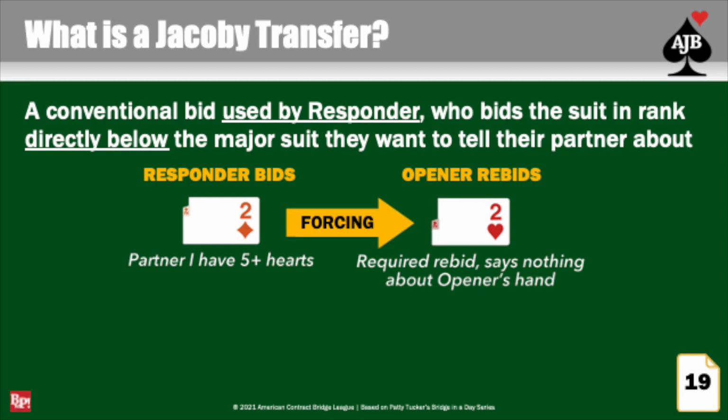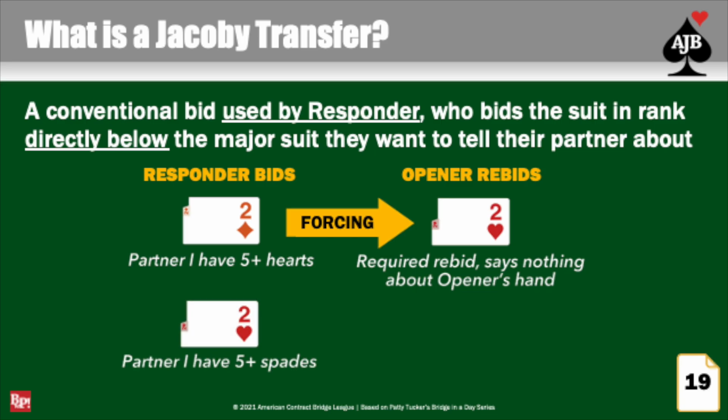When responder bids 2 diamonds, it says, partner, I have 5 or more hearts. An opener must bid hearts. When opener bids hearts, it doesn't say anything else about their hand. They're just doing as they were asked to do. That's a forcing bid. 2 diamonds forces opener to bid hearts.